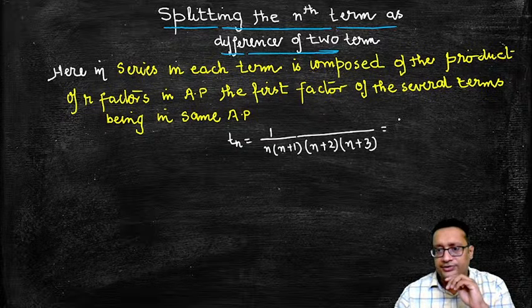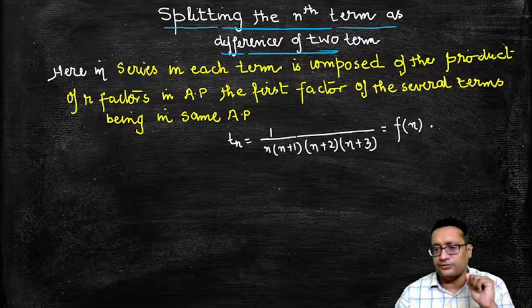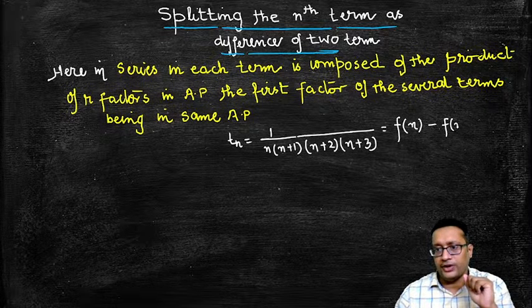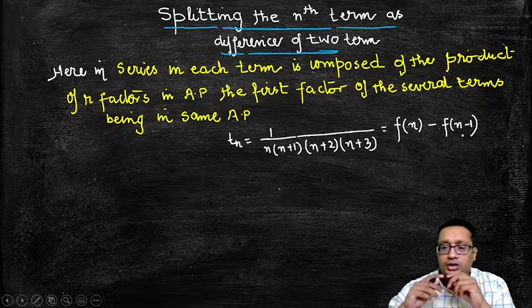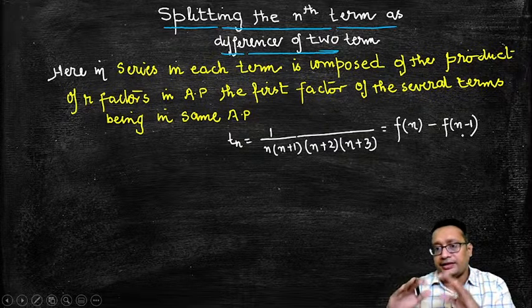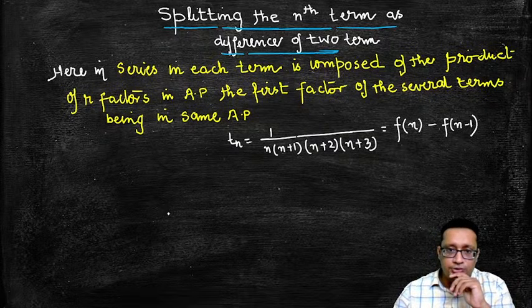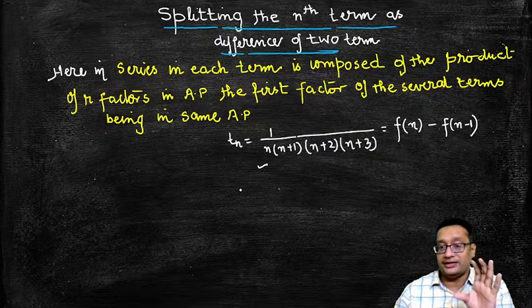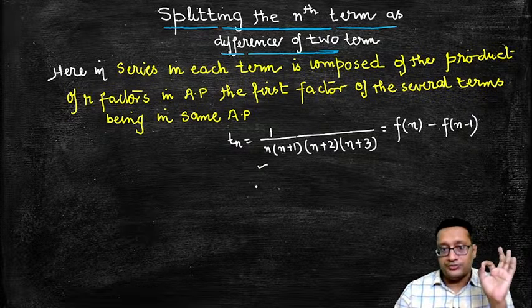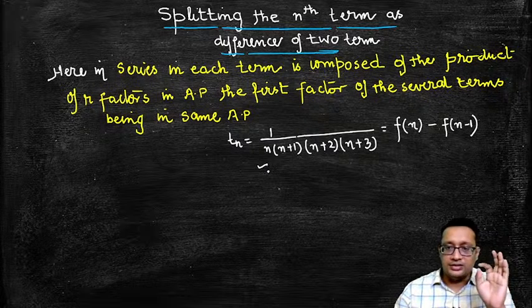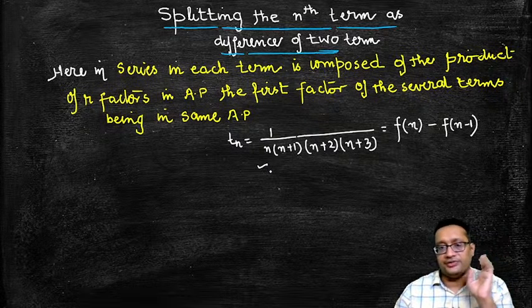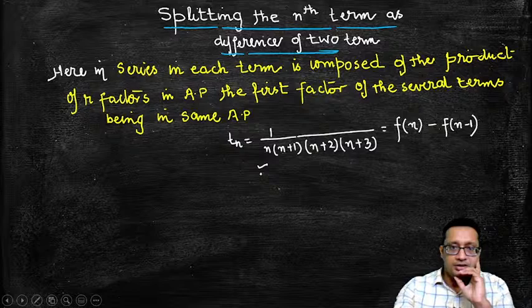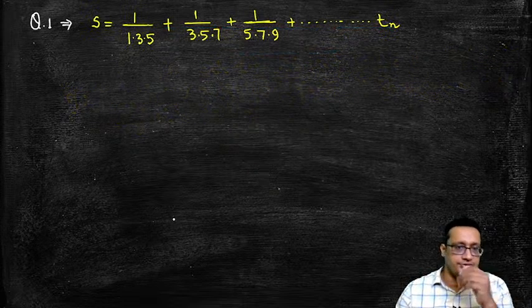Let's suppose I am writing it as a difference of two functions, f of n minus f of n minus 1. It means I am writing the nth term as a difference of two terms. But how does the series look? It is composed of the product of r factors in AP. The first factors of the several terms are in the same AP. As an example, just see these questions.